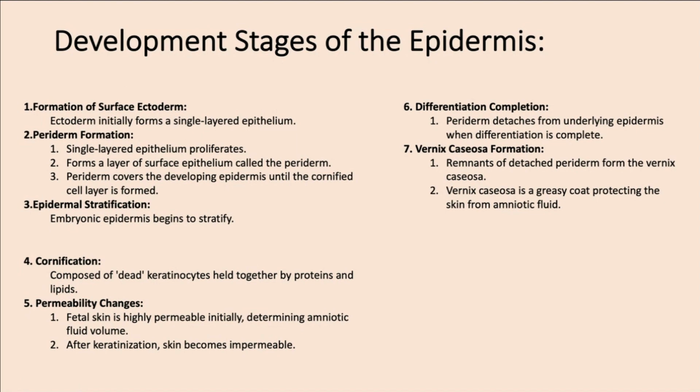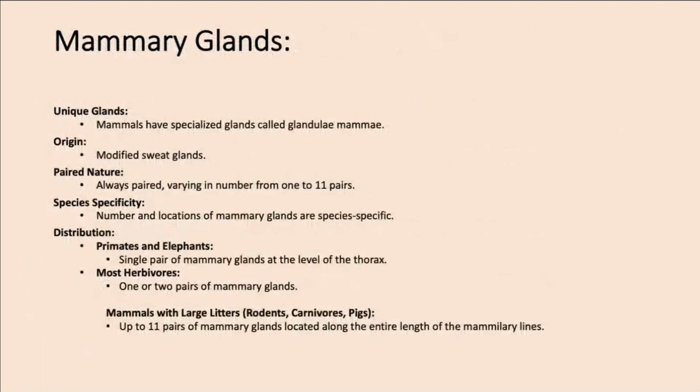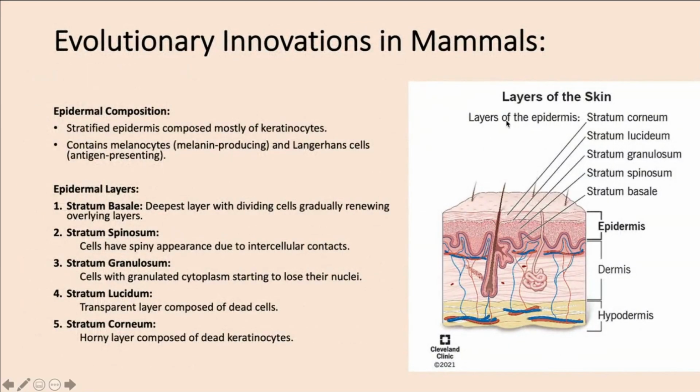Okay, we have 5 layers of our epidermis. The most bottom one being the stratum basale, and then the top one being the stratum corneum.